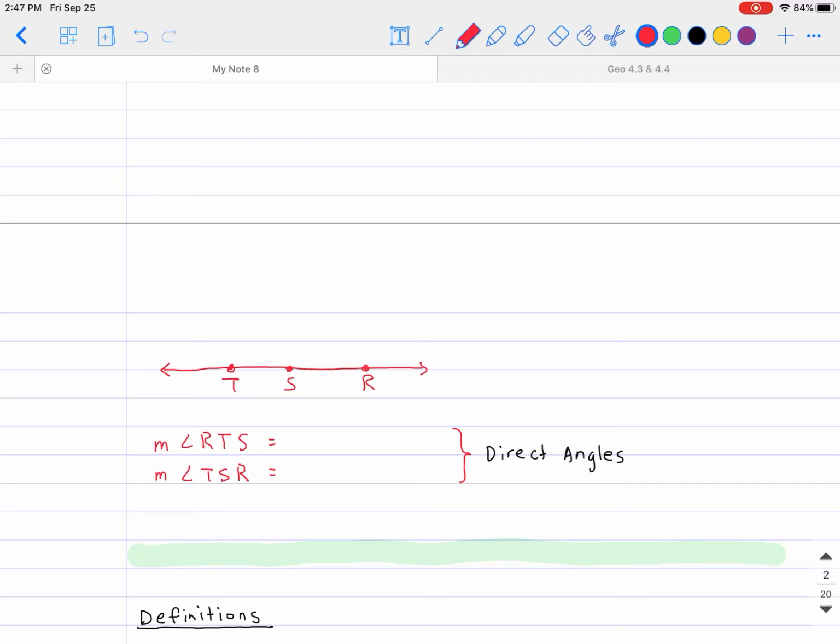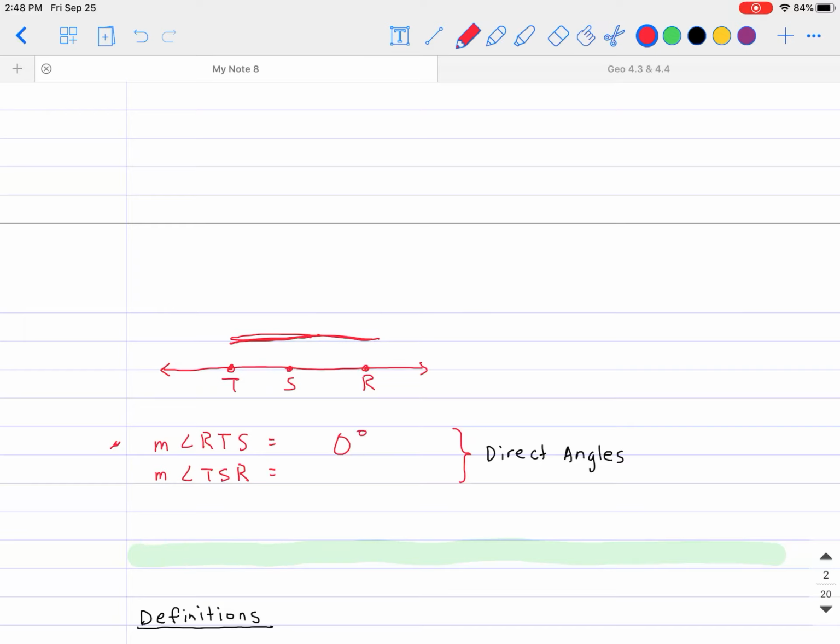Here you can see I have a straight line with 3 points, and I defined certain angles according to them. The first one is the measurement of angle RTS. It goes from R to T and then S. If you are going backwards straight like this, all on a straight line, then we can say that the measurement of that angle between those two rays, the initial side and terminal side, is going to be equal to 0.